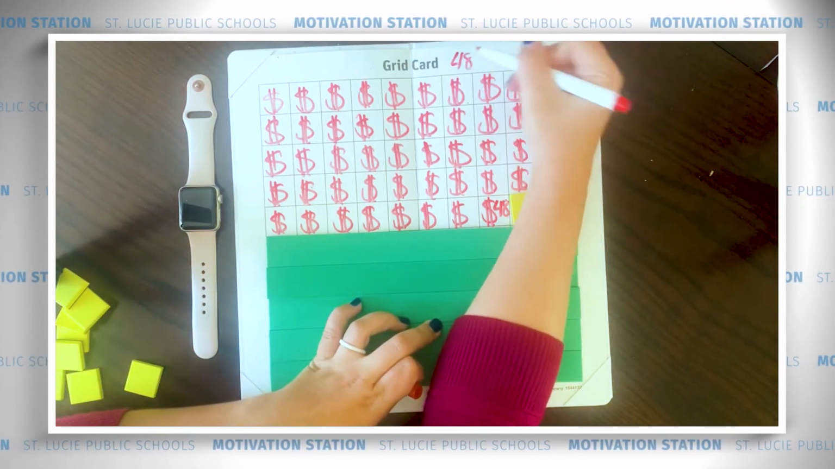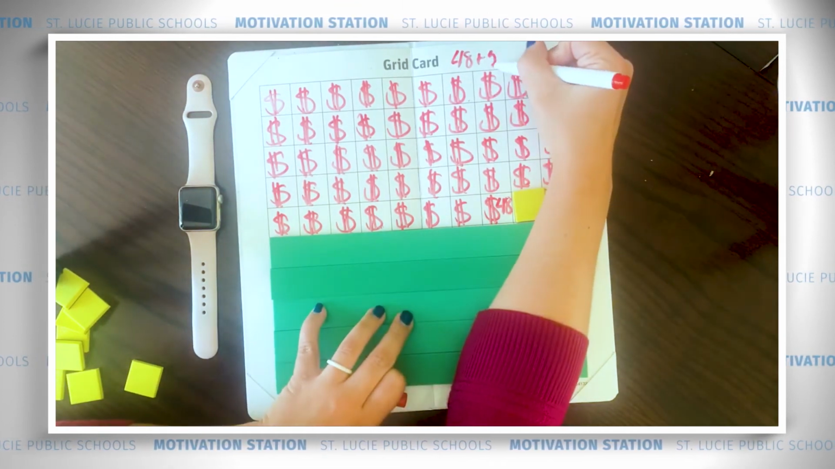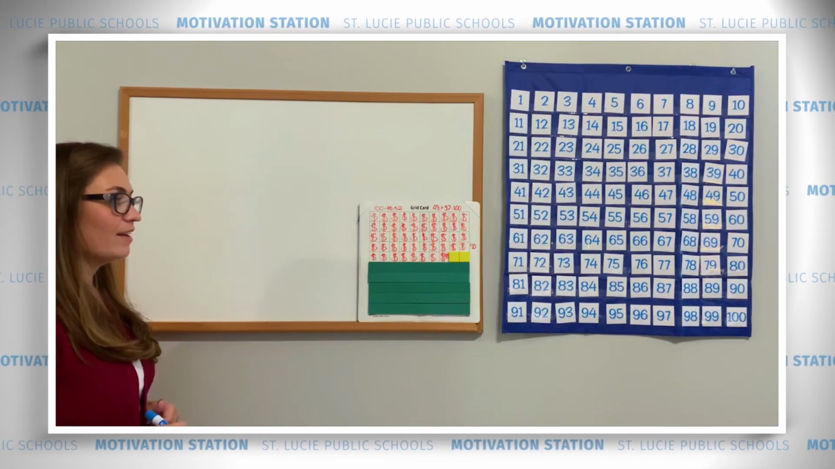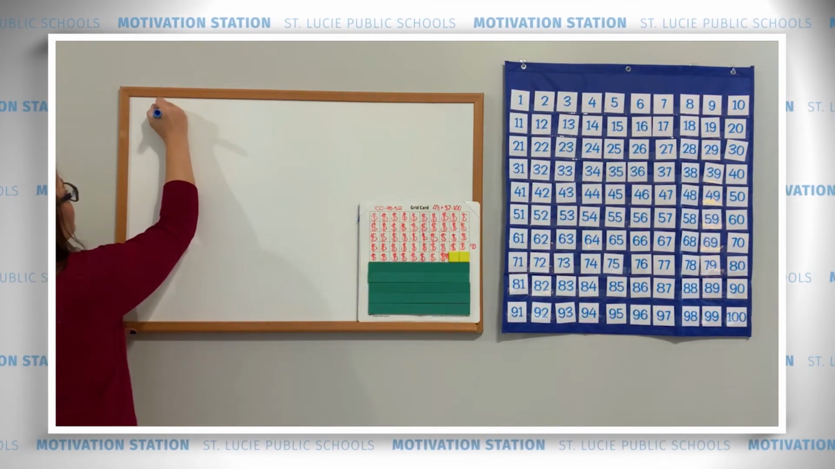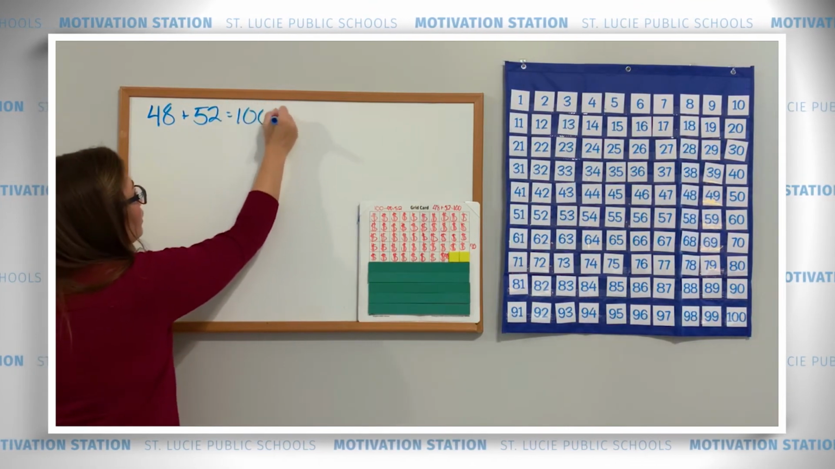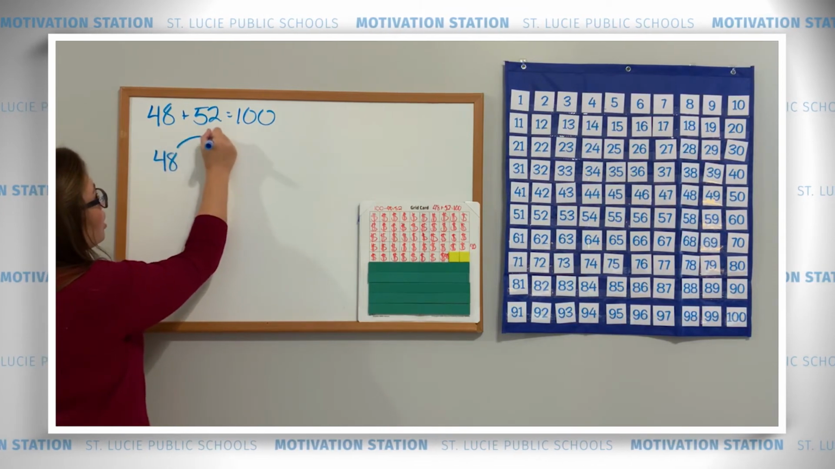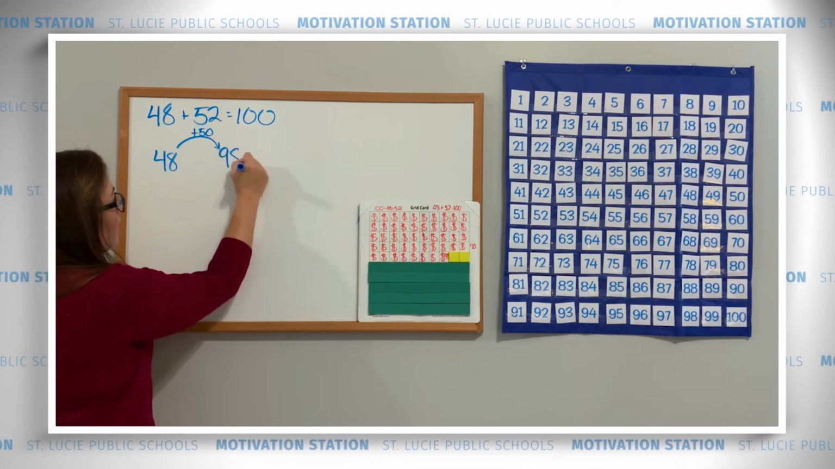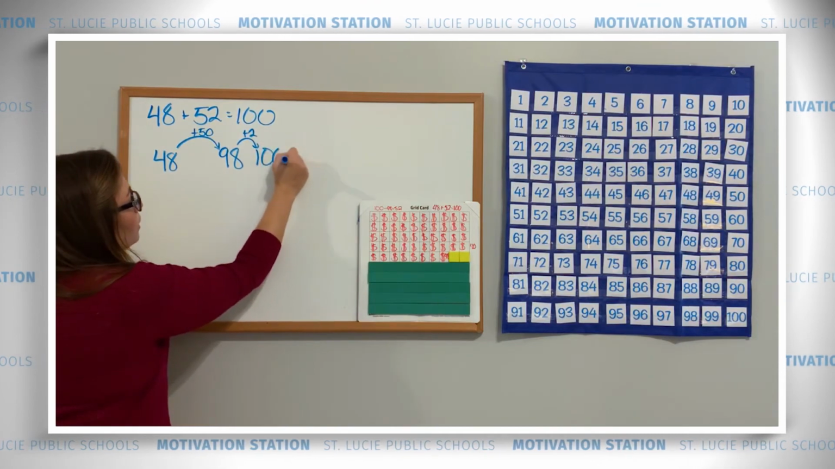I can write that as an equation. 48 plus my 52 equals 100. We can represent our work using open number lines. So for 48 plus 52 equals 100, we can show this by starting at 48, making a jump of plus 50, which gets us 98, and then a smaller jump of plus 2 equals 100.